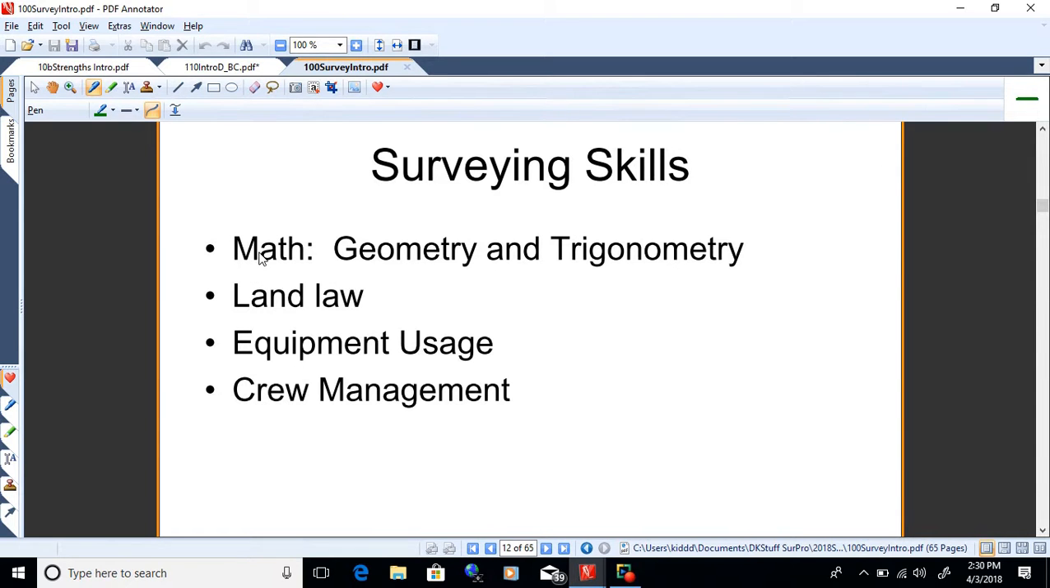To do this, you've got to use math. We use a lot of geometry, of course, to figure out where points are at. You also have to know land law, usually, unless you just stick with construction surveying. So not only do you have to know the calculations and such, but you also have to know the precedent for how to set corners, where to put them, and what sort of laws and regulations govern how you do that. You've got to learn how to use equipment, and you've got to be able to manage a crew. So those are the skills that you'd need to really do this for a living.